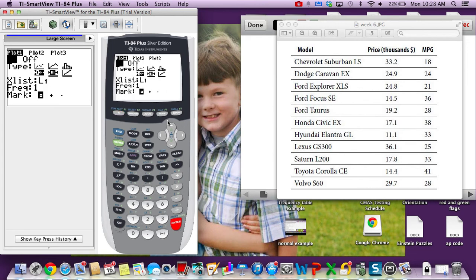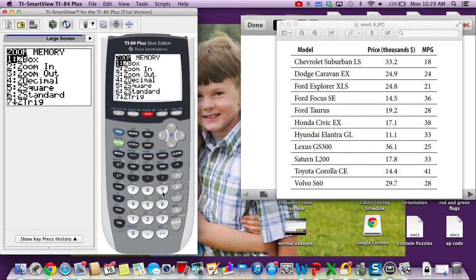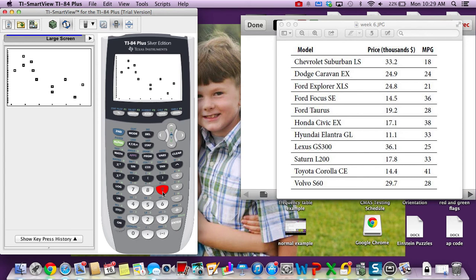My plots are already on, but I need a scatter plot, which is the first type. My list 1 is my X list. My list 2 is my Y list. And I'm going to do zoom 9 so I can look at my data here.